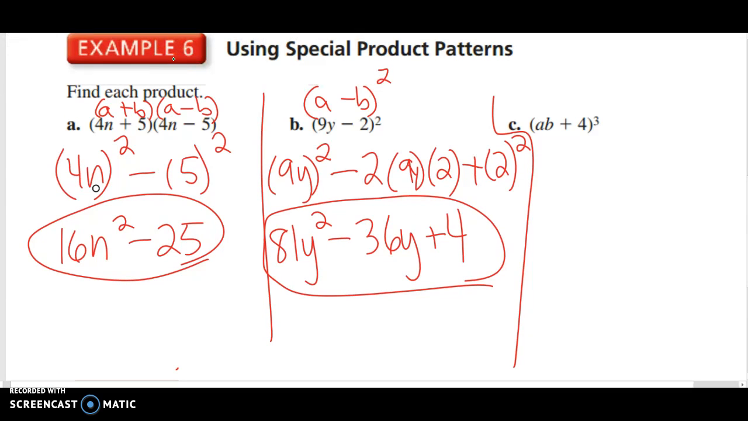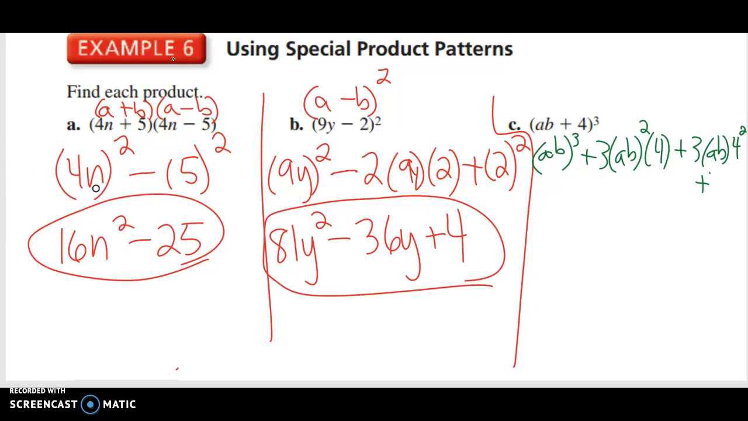So I'm going to focus on, I have ab, that's my first part, to the third, plus 3ab squared times 4, plus 3ab times 4 squared, plus 4 to the third power.